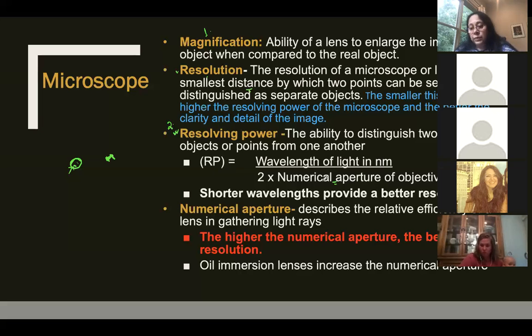Now, usually this is a lab question. For the lab final, I usually ask you to find the resolving power. In that case, I'm going to give you the wavelength of light. The numerical aperture is written on the objective lens along with the objective lens power. You can find the numerical aperture of that lens on the microscope.